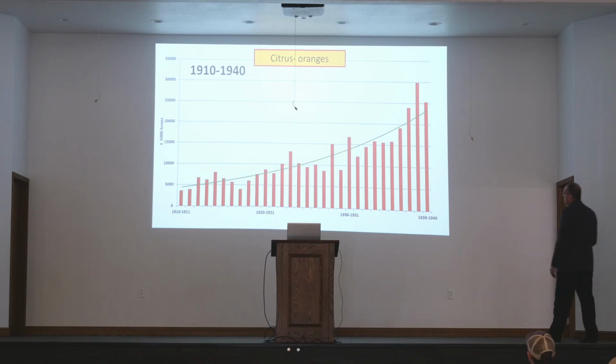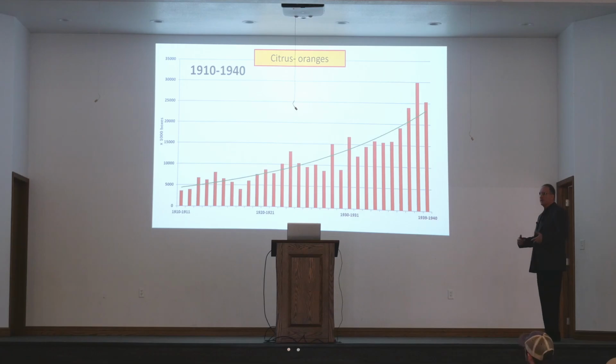It gives you an idea of how quickly the industry was growing during that time. If we do a regression line, you can see the regression line tells us indeed that mathematically speaking, the citrus industry is growing and it's doing very well.